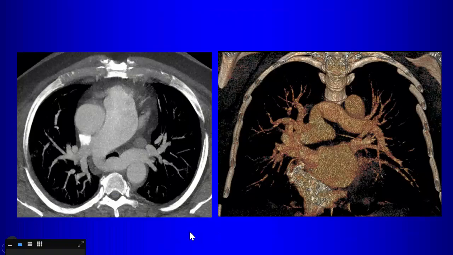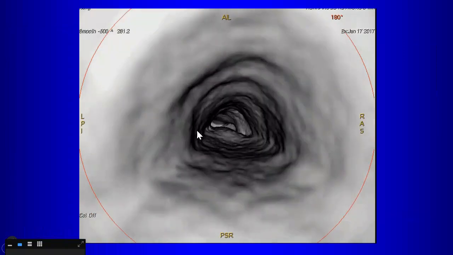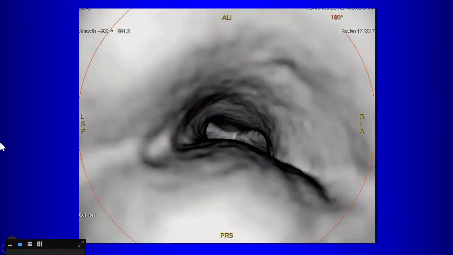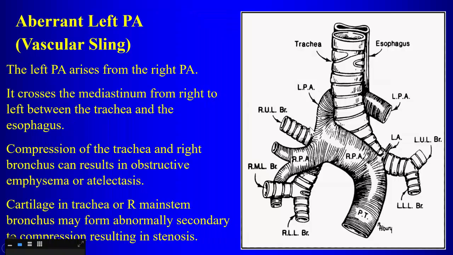This is also associated with respiratory problems from narrowing of the trachea. So you can see here where the vessel goes across, it goes across between the trachea and the esophagus, and it can cause narrowing there of the trachea where it goes across. So that is the pulmonary sling. Okay, the hallmark on a barium study is that indentation between the trachea and the esophagus. You see that? That's a pulmonary sling.